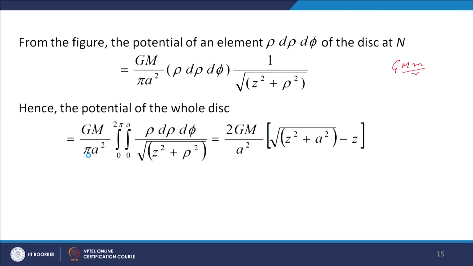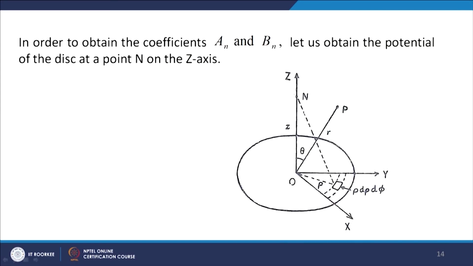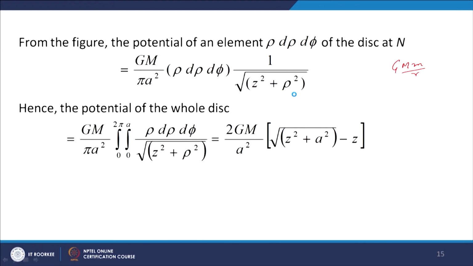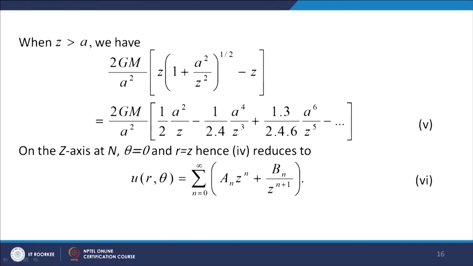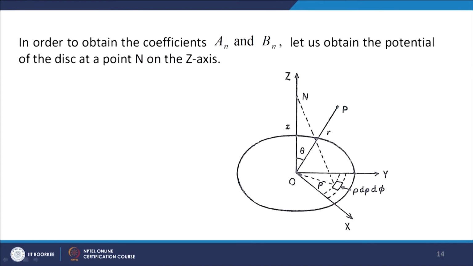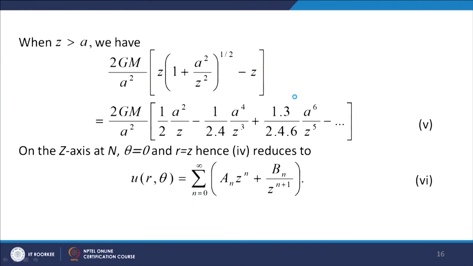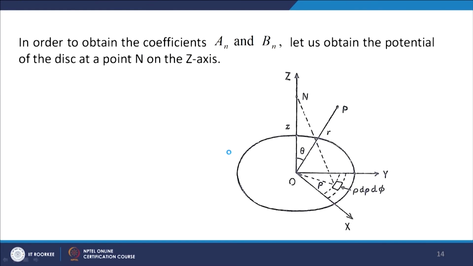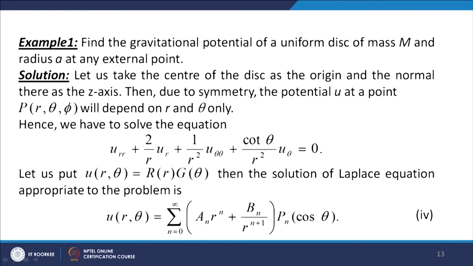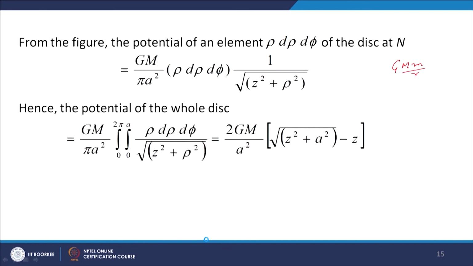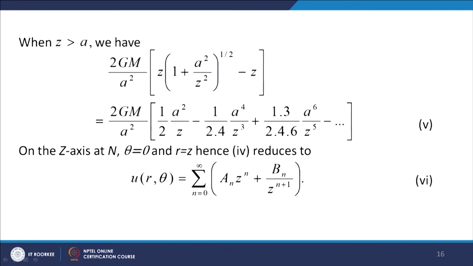Let us look at the figure. At the point n, theta is equal to 0 and z equal to r. So r is equal to z. This distance, this is r, which is z. So this solution reduces to a n z to the power n, because r becomes z, a n z to the power n, b n by z to the power n plus 1, and theta is 0. So P n 0 is always 1, and so u r theta becomes this.